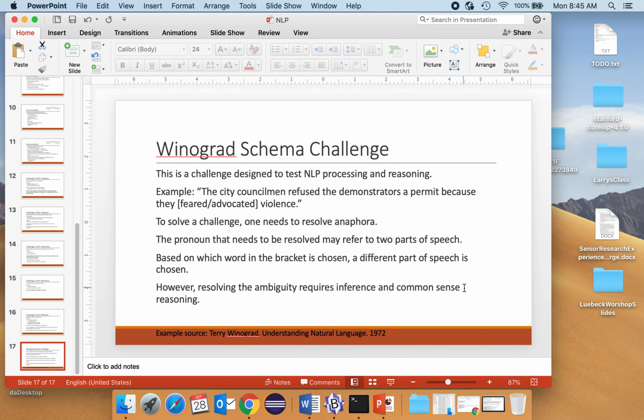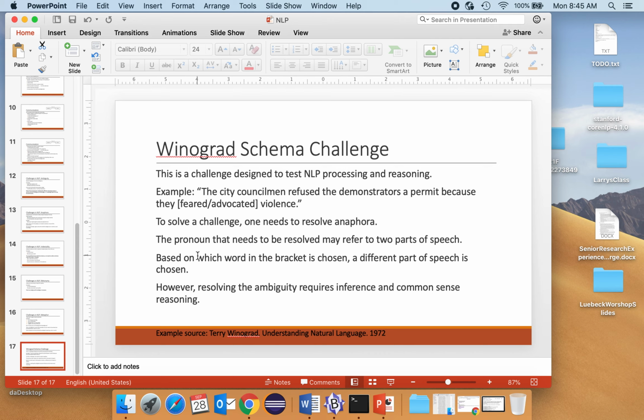Okay, so here's another challenge. It is called the Winograd Schema Challenge. It's named after Terry Winograd, who wrote a key book in 1972 called Understanding Natural Language. In this book he gave one of the examples of what these people are interested in, and later on, some people named this challenge after him. This challenge is designed to test not just NLP processing, but also reasoning. What we have seen in the prior slides is that there's a huge amount of reasoning involved in order to understand ambiguous language, and language is inherently ambiguous.